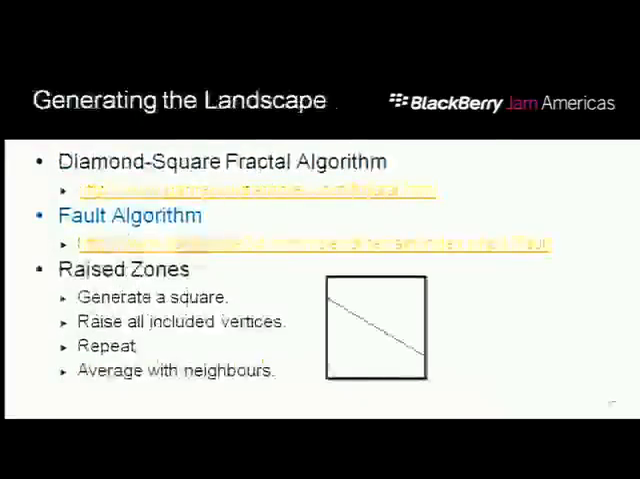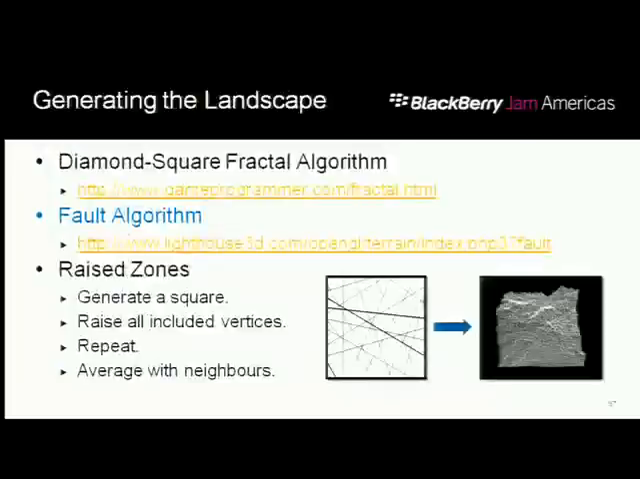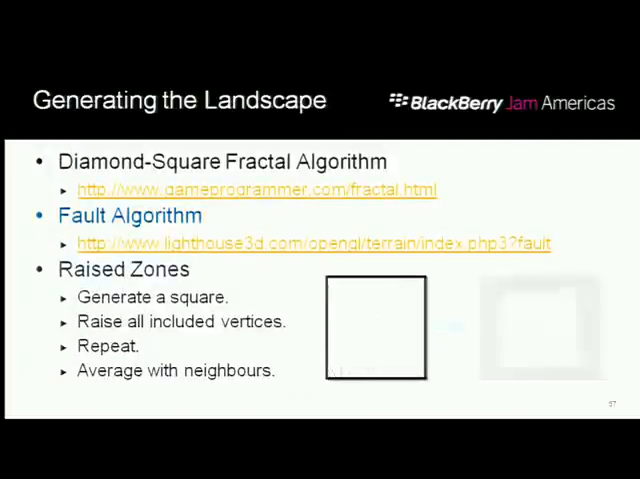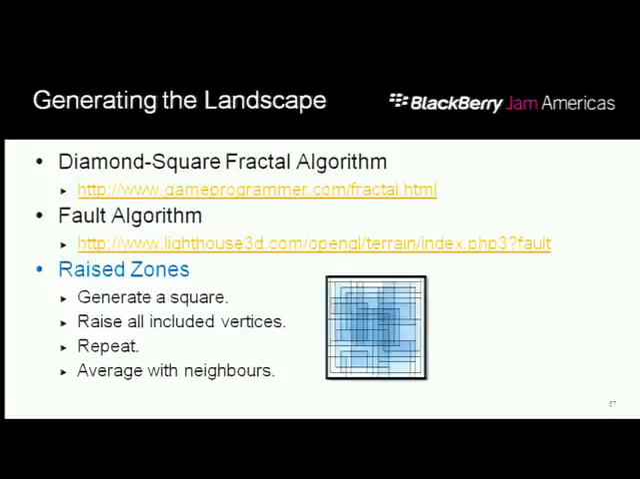Here we go. So fault algorithm relies on drawing lines, raising half of the vertices, and then you get something that looks like that. Mine didn't look like that, so I moved on to just raised zones. So very similarly, we pick some vertices in a certain area, we raise those, and we keep on picking more areas, just randomly generated, repeat a couple of thousand times, average out the heights, and then we get sort of what you saw in the application.